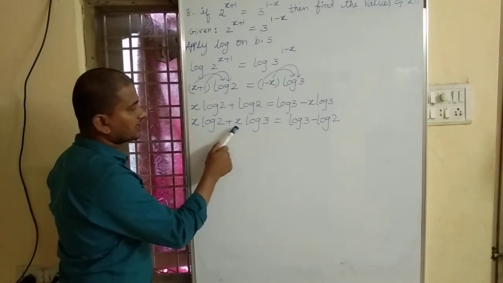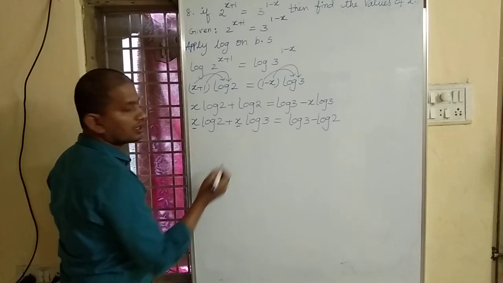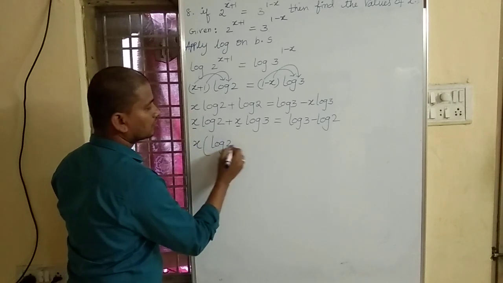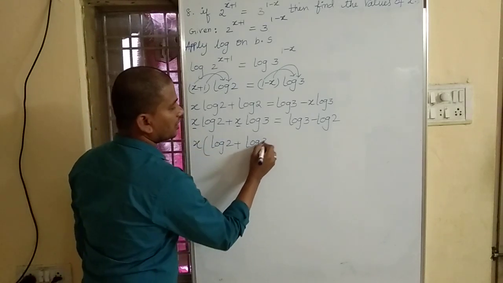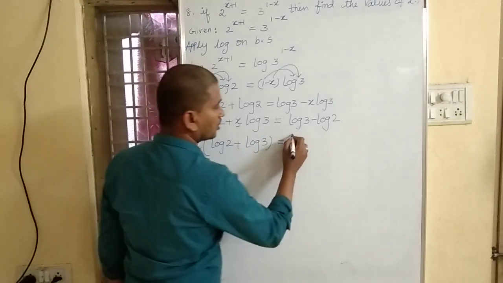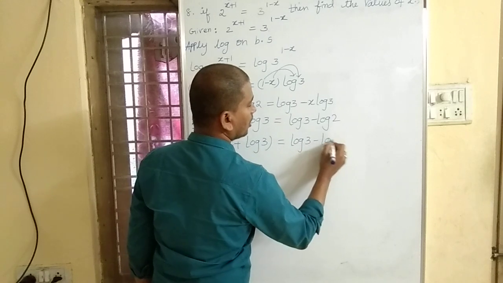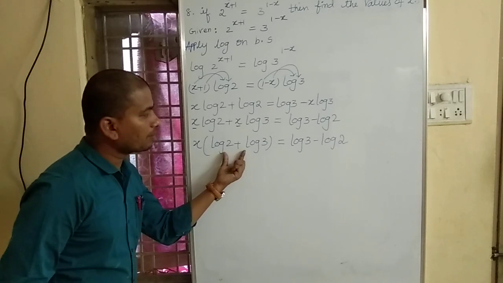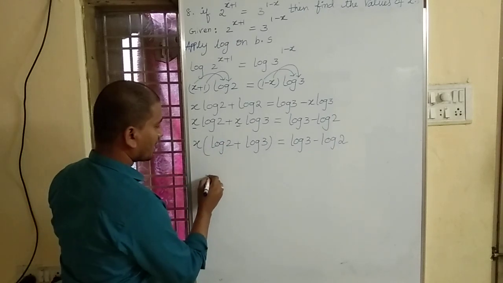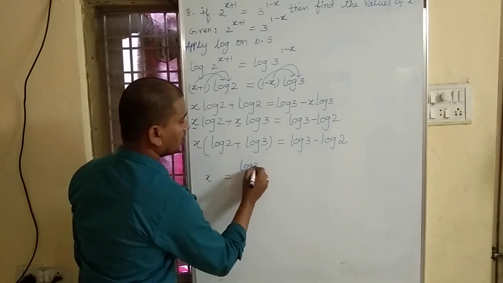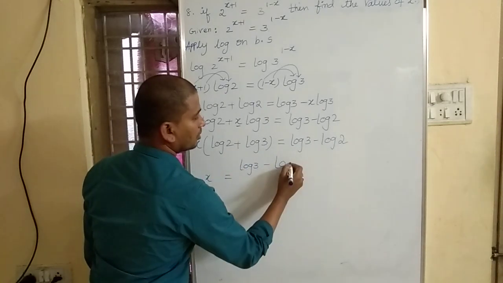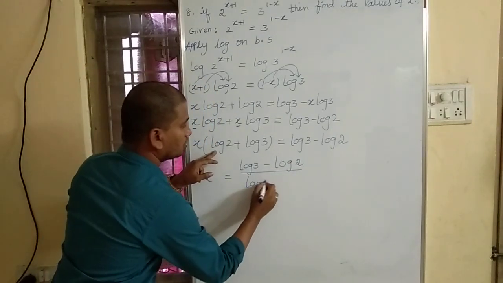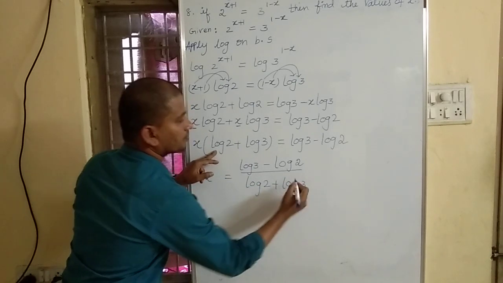Now, as x is common here, I can take x as common. So I have here x times log 2 plus log 3 equal to log 3 minus log 2. Here x into this term is multiplying, so transposed, x is equal to log 3 minus log 2 divided by log 2 plus log 3.